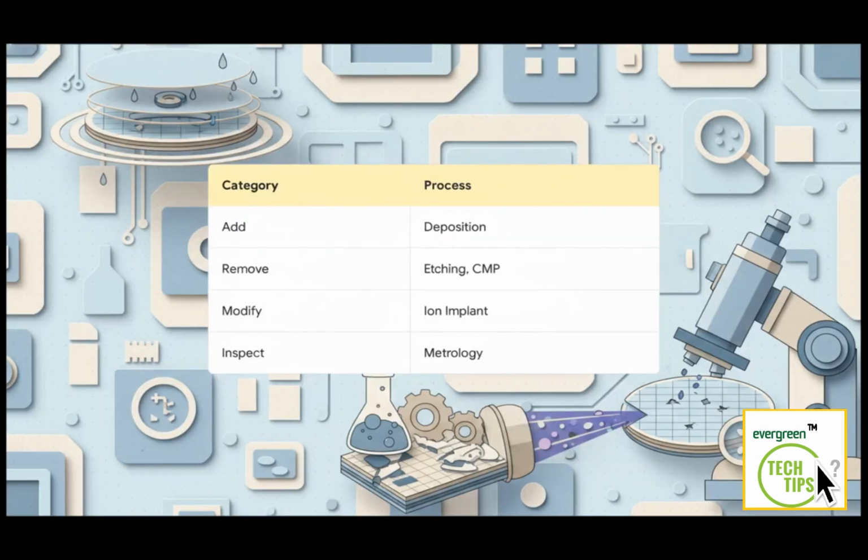Let's look at how these functional categories map directly to highly specific technical processes for our 300mm silicon wafers. Adding material involves deposition processes like PVD and CVD. Removing material relies on chemical or plasma etching and planarization. Modifying material uses ion implantation. And inspecting the wafer is done through precise metrology, usually using electron microscopes to hunt down nanoscopic defects.